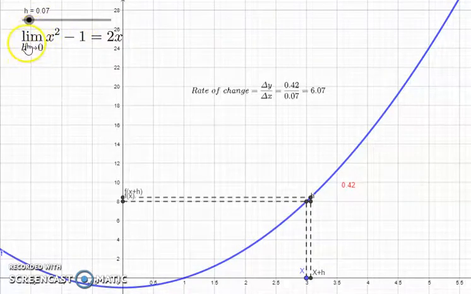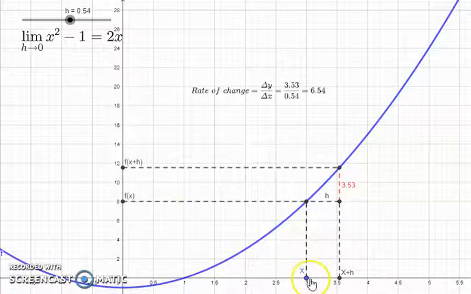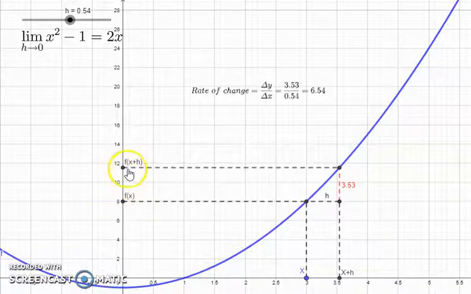We calculate this limit doing f of x plus h minus f of x divided by x plus h minus x. I mean, we did the difference on the y's, f of x plus h minus f of x, divided by the difference on the x, x plus h minus x. So we did that and we got 2x. But if we want to have this same value here, we must make h really small.